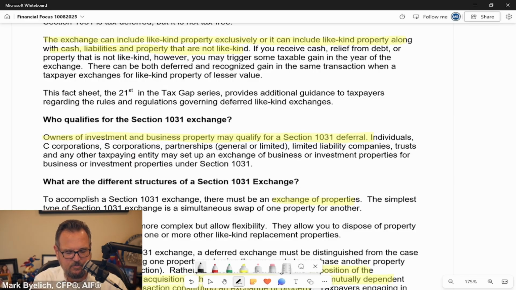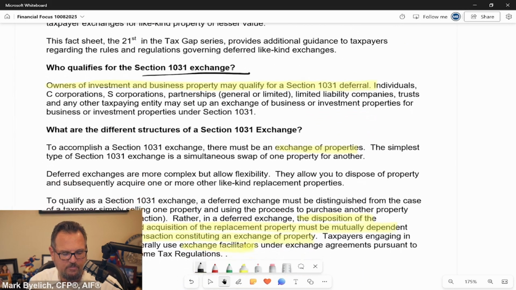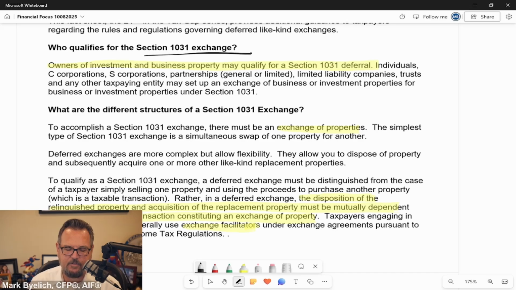Who qualifies for the Section 1031 exchange? Owners of investment and business property may qualify for Section 1031 deferral. Individuals, C corps, S corps, partnerships, general and limited liability companies, trusts, and other tax-paying entities may set up an exchange of business or investment properties for business or investment properties under Section 1031. But it's got to be an investment or business property.